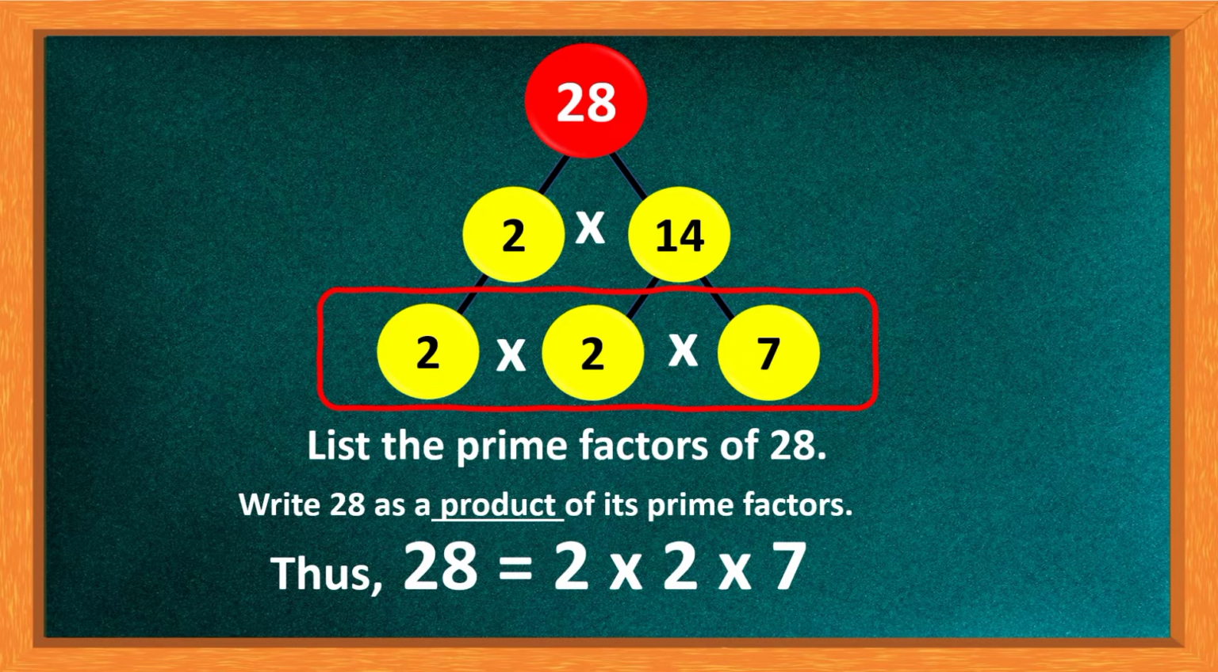Let us check if our answer is correct. Let us multiply 2 by 2 and it is 4. Now, let's multiply 4 by 7 and the product is 28. And our answer is correct.